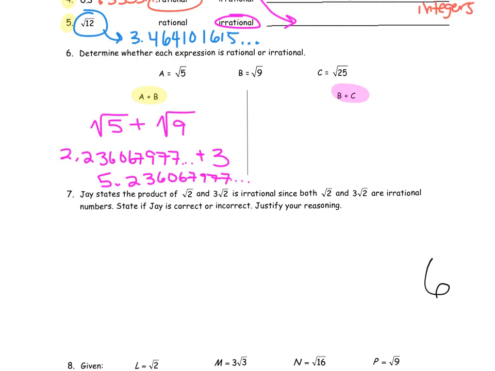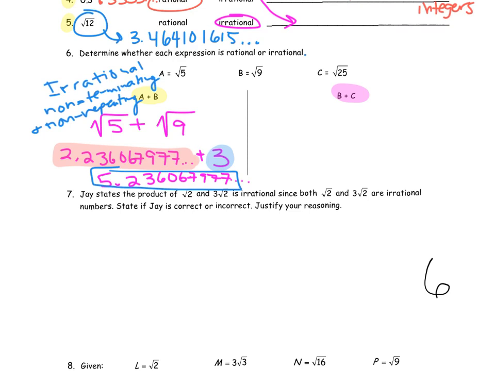So I had a rational number here. There's my rational number, plus a number that's going on forever. Well, when I added a rational number with an irrational number, our result is still going to be irrational. And the reason being, why do we know this is irrational? Because it does not terminate and it doesn't repeat. All right, and you're going to do B plus C for me for practice.